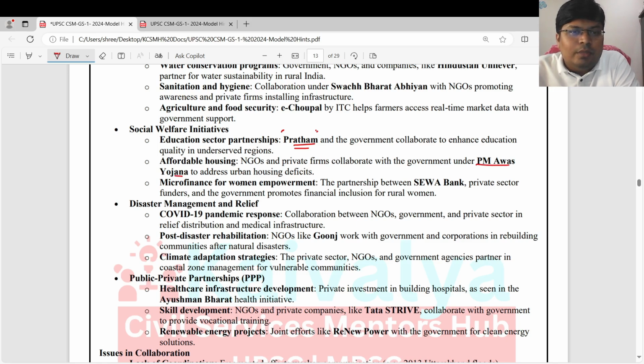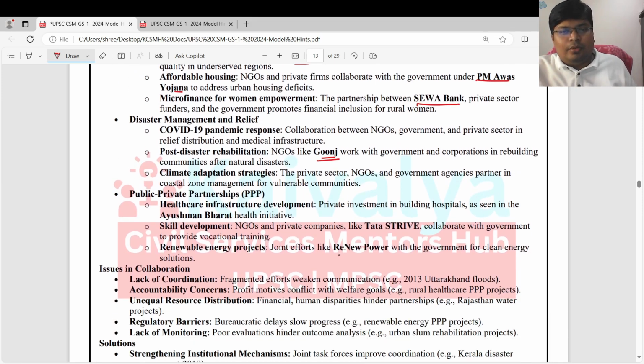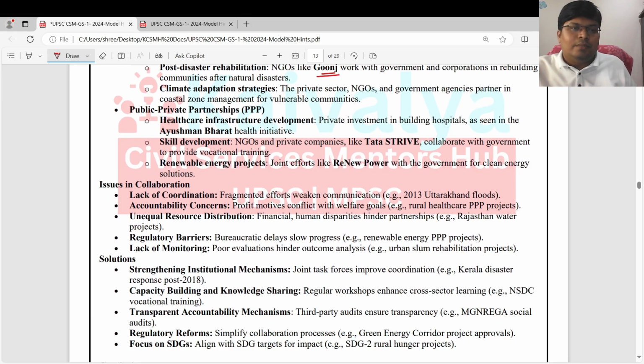PM Awas Yojana, in which the private sector contributes; SEWA Bank, which works for women empowerment; in disaster management we can give the example of Covid, where NGOs, private sector, and government worked together. Post-disaster rehabilitation, NGOs like Goonj, obviously are part of NGOs and all that. It is a part of the second paper, but if you have prepared that topic thoroughly, obviously you can use that content in the GS1 paper. Then public-private partnership, Tata STRIVE, ReNew Power. So some examples are given over there.